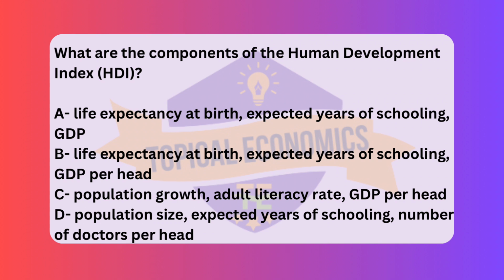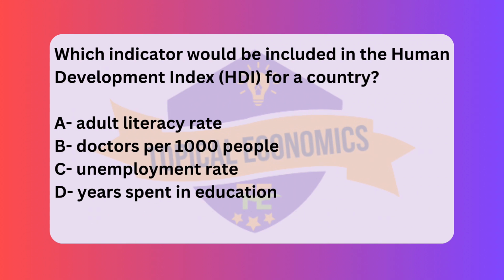The correct answer for this question is option B. Life expectancy at birth, expected years of schooling, and GNI per capita are the three key components of the HDI. This combination gives a more holistic view of human development, taking into account both economic factors and non-economic indicators like health and education. Moving to the 12th question.